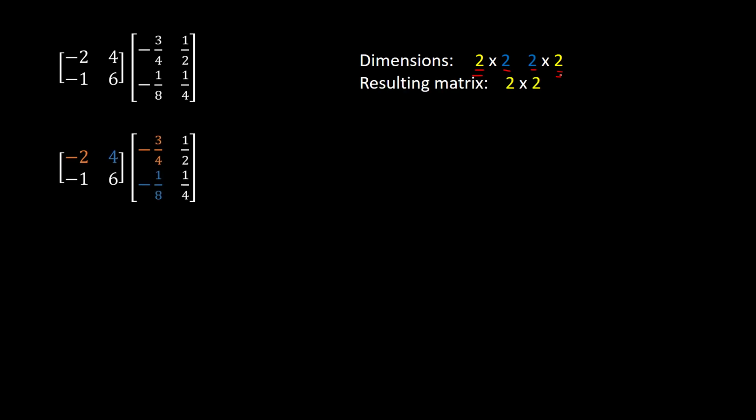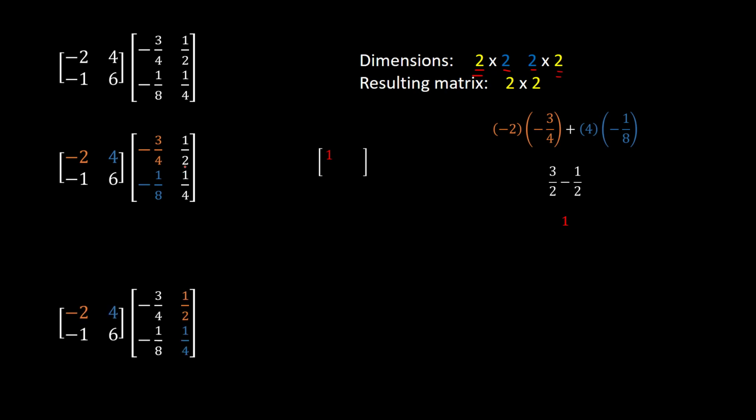So now I'm going to multiply the first row by this first column. So I'm going to get negative 2 times negative 3/4 plus 4 times negative 1/8, and then I get 3/2 minus 1/2, which is going to be 1. So that goes in the top left corner.